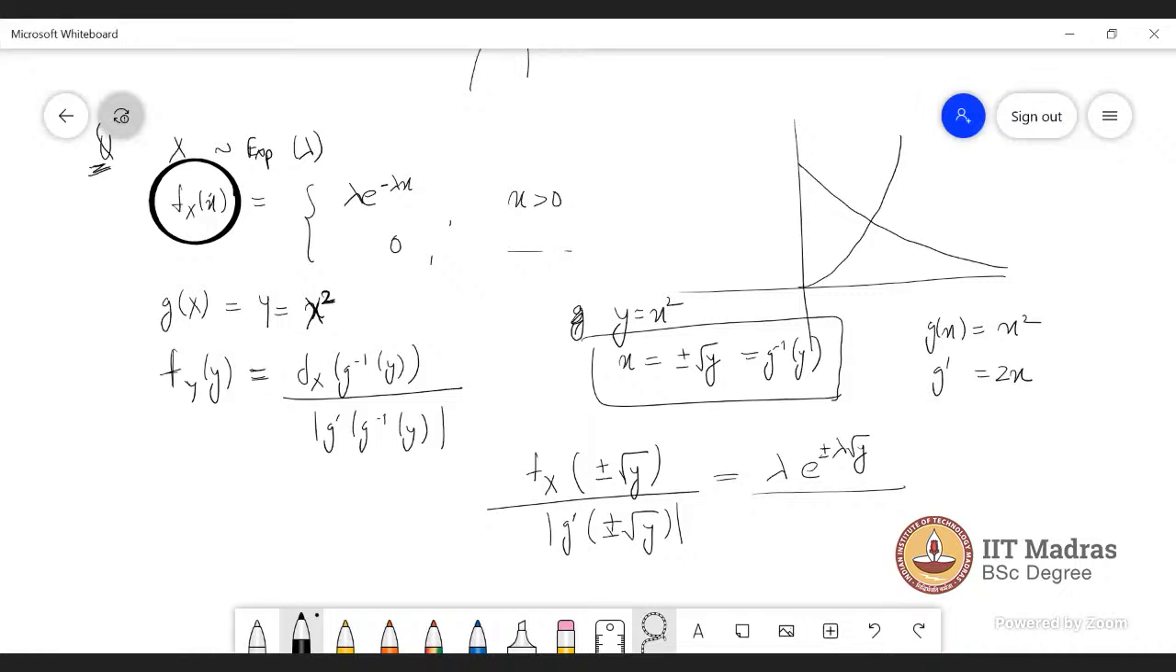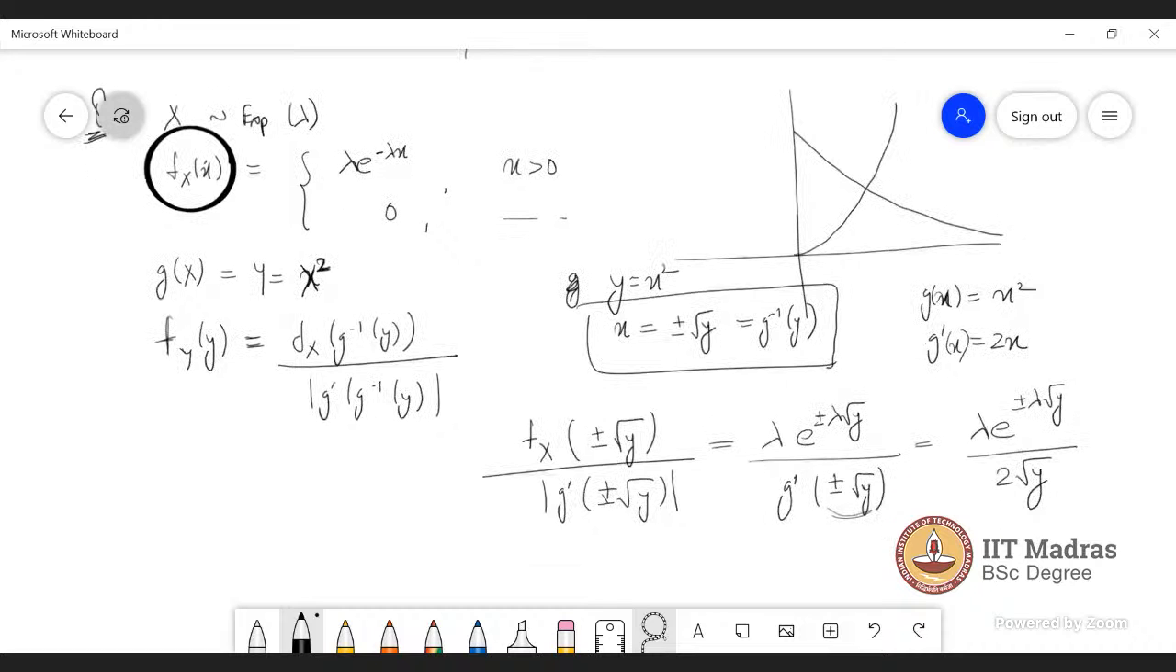Divided by g dash of g inverse of y, which is plus minus root y. Whatever x is there, if g(x) equals x square, then g dash of x will be 2 times x. In this case x is root y, so it is going to be 2 root y. So it will become lambda e to the power minus lambda root y divided by 2 root y. So this is going to be your PDF for y. Is this clear?